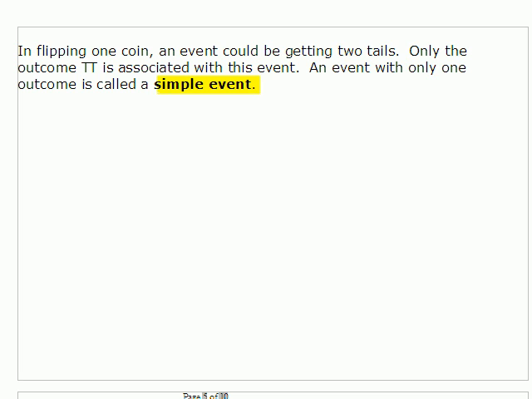There's something called a simple event, and a simple event is one in which there's only one way it can happen. For the die, if you're rolling 1 die and you want it to come up 3, that's a simple event because there's only one way that 3 can happen. If you're flipping a coin just 1 time, and you want to know that heads shows up, that's a simple event.